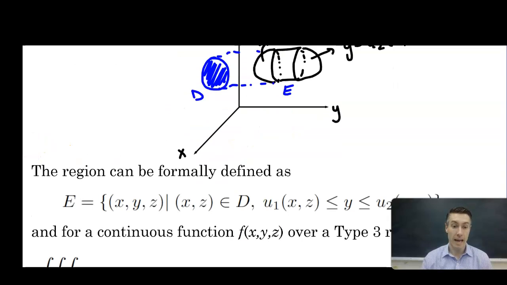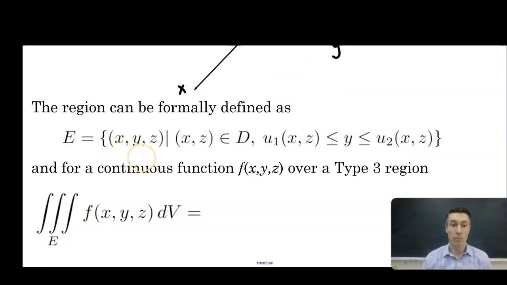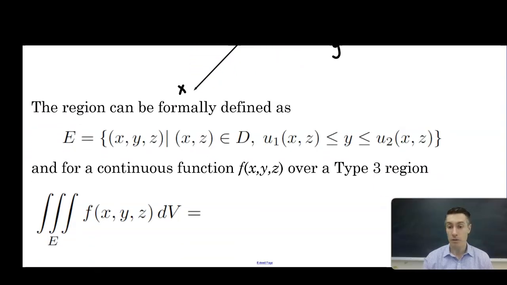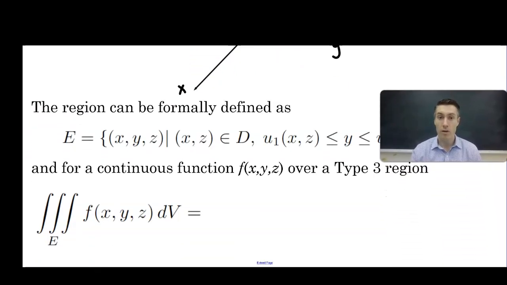So then for this last case, formally, it'll be the set of all points x, y, z, such that x and z are in that shadow, and y is bound between the surfaces u sub 1 and u sub 2. And again, in this case, the two surfaces don't intersect. We have another surface that's going to define this shadow. So different potential setups, just to have in our notes.